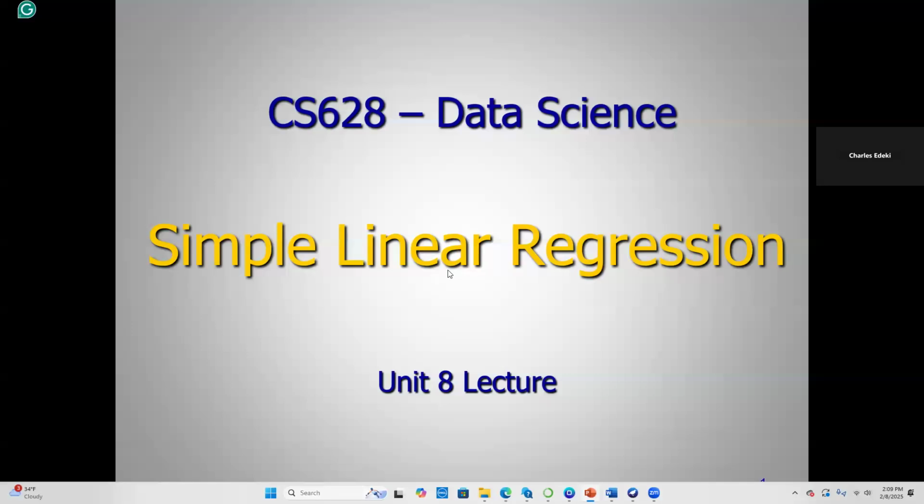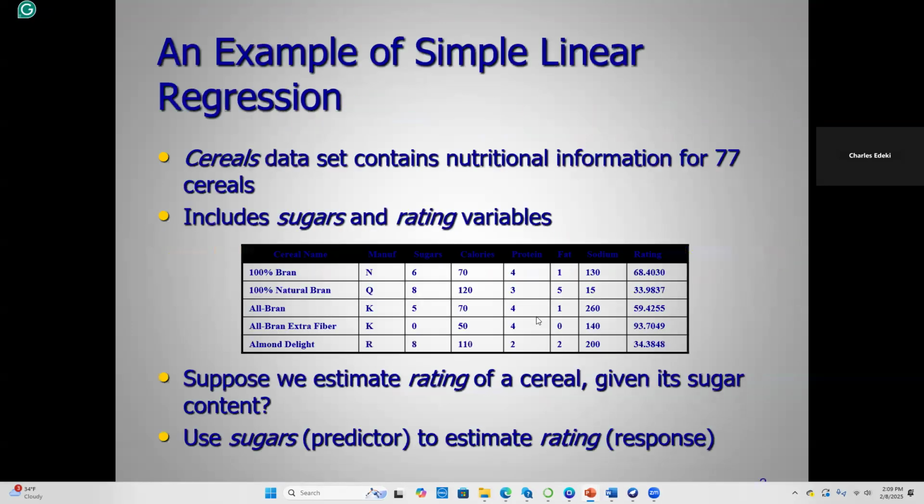Okay, so we're going to start with a simple linear regression. And here will be a little bit more mathematical than the previous when we were doing the review. And why are we covering it again? The syllabus said we should cover it as one of the statistics background. So we start with an example of a simple linear regression.